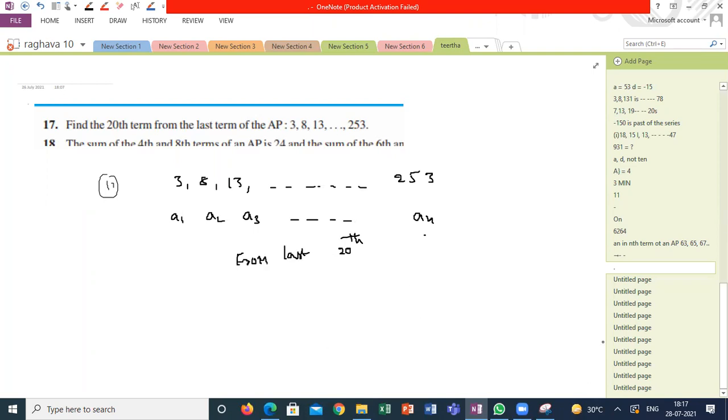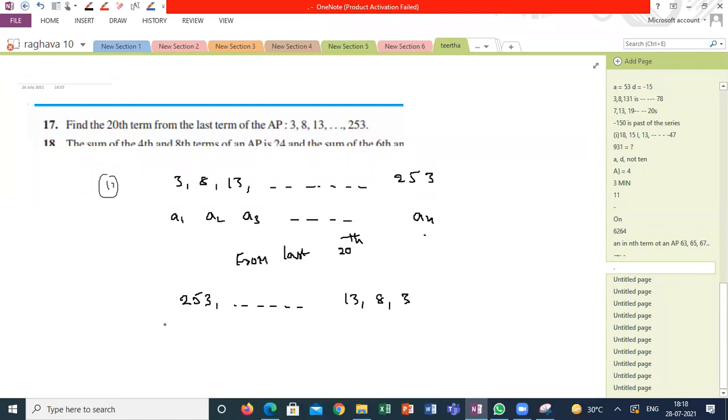I am giving two methods. You can follow any method. I am suggesting one method. If you are confused by some other formula, you have to remember that when I was explaining in the beginning, I promised that with the help of A and D values, you can do anything. Rewriting the series, I'm writing the series from last to first: 253 and so on, 13, 8, 3.